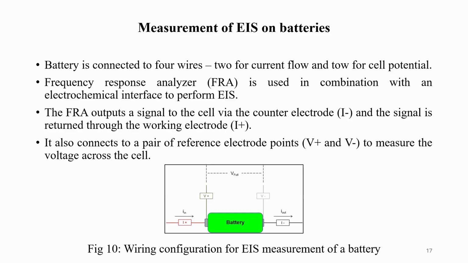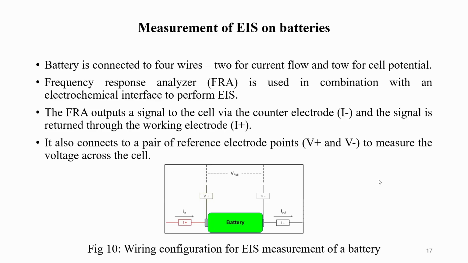Next, I will explain how EIS is measured on a battery. To perform EIS on a battery, we use a 4-wire connection.